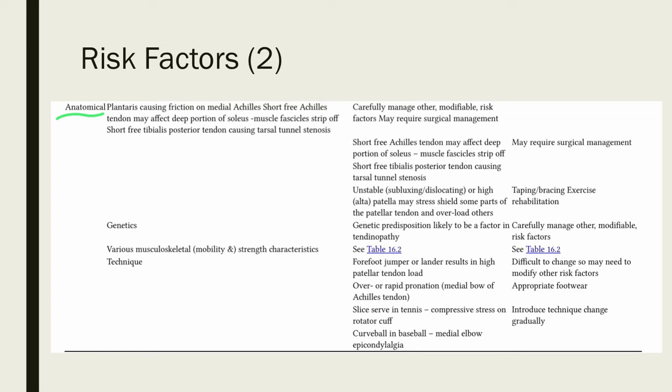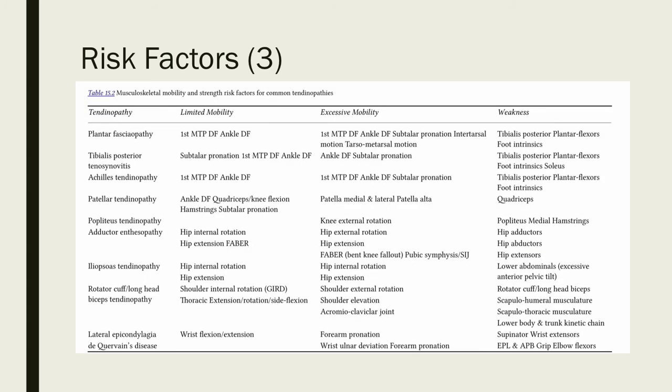Genetics is also a big one. Obviously, there's a genetic predisposition that could also be a factor in tendinopathy. This chart depicts musculoskeletal mobility and strength risk factors for common tendinopathies.